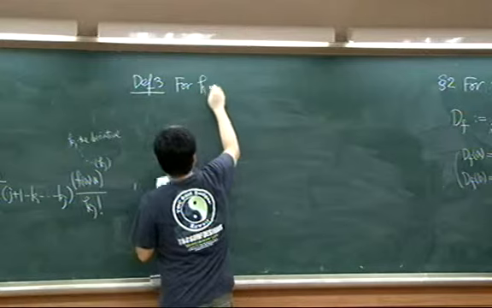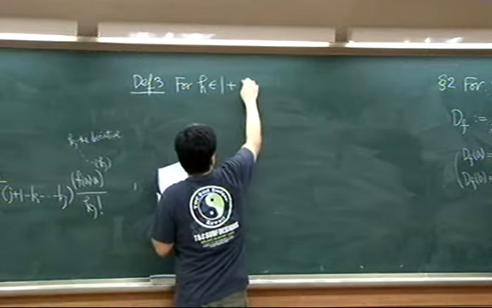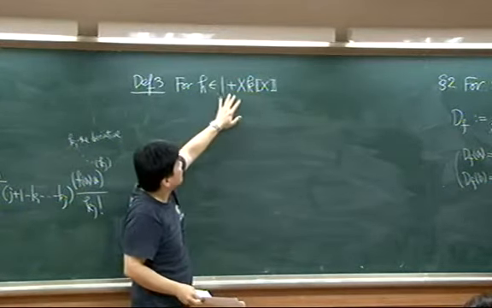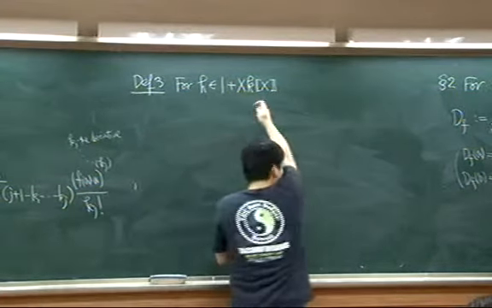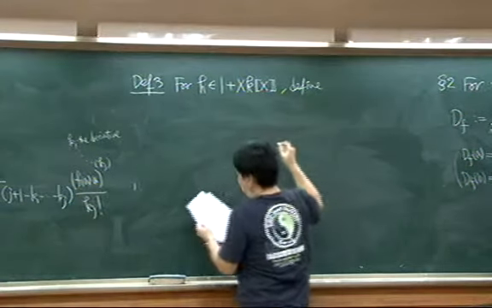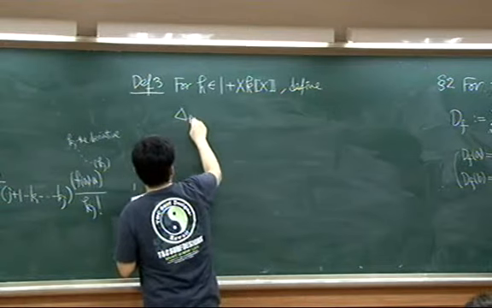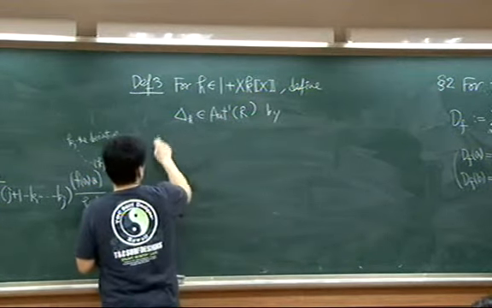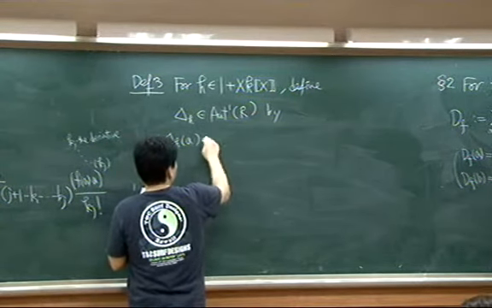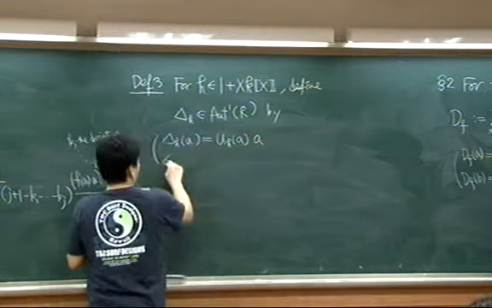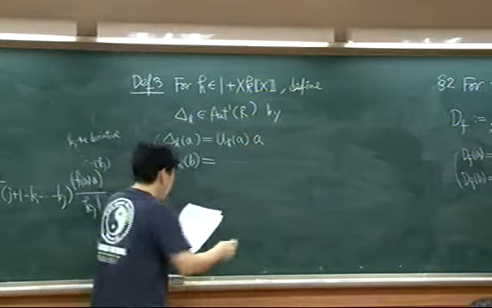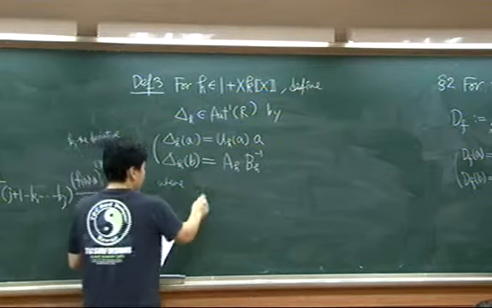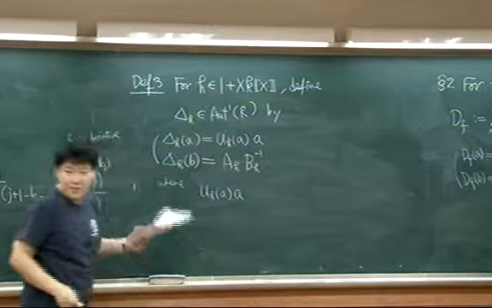For any element of formal power series, this symbol means formal power series in X whose constant term is 1, define the automorphism delta H. The expression is too long, so let me introduce another symbol, B, where the image of A is already calculated by the commutator.